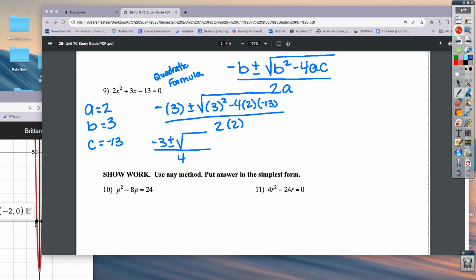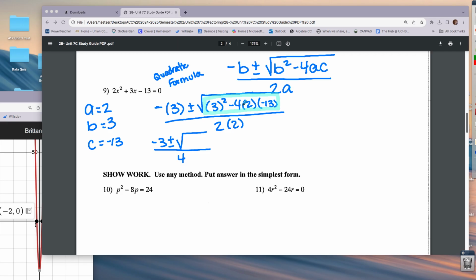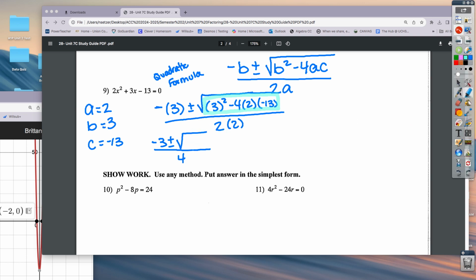Then I'm going to put what's underneath my radical in my calculator. Not the radical, just what's underneath of it. The name for that is called the discriminant because it tells us a lot about our answers. So we're going to take our calculator. You'll have the yellow one. 3 squared minus 4 times 2 times negative 13, and that number is 113. Whoops, highlighter got away from me.